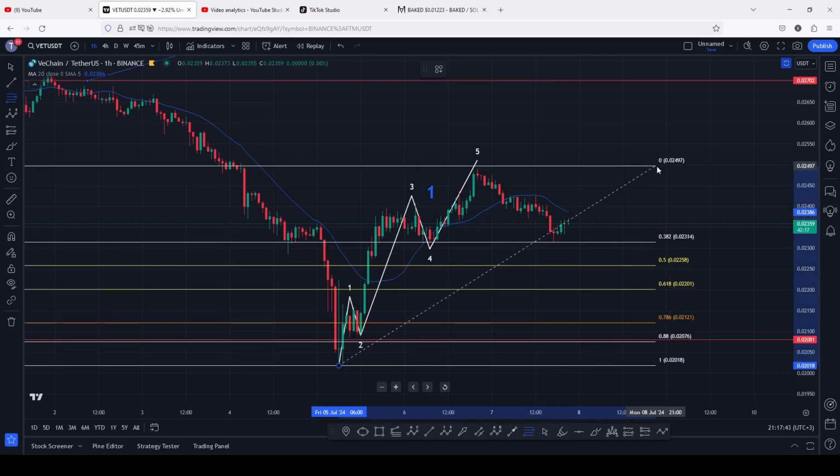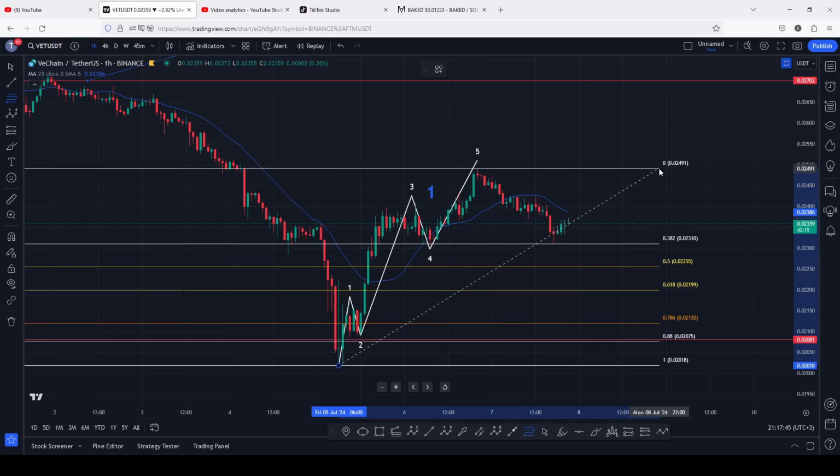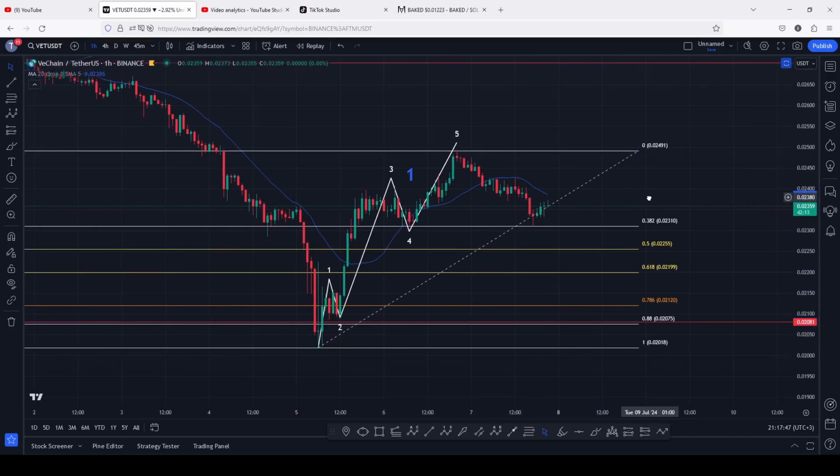and using the Fibonacci's, connecting the fibs from the lows that we made on the 5th of July to that high that we made yesterday, we can get a minimum target area for the second wave using the Fibonacci's between the fib level 0.5 and the fib level 0.618, and that perfectly lies between the 0.02255 and the 0.02199, which is the area that I have marked here on the charts.